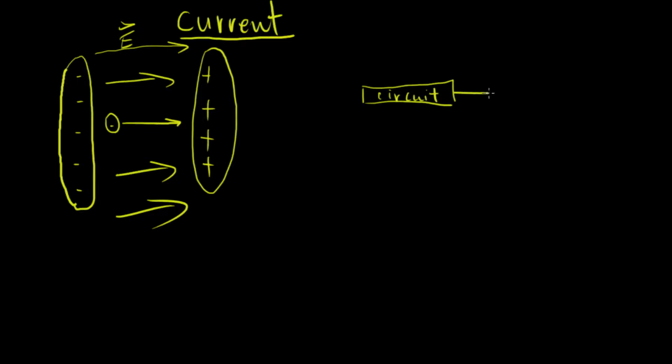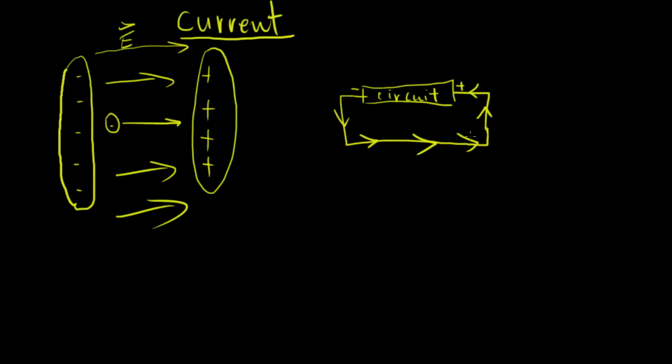Now, if we have an unknown circuit where all we know is that the polarity of the two ends is positive and negative, we know that the electrons in this conductive wire will flow from negative to positive. So that's what current is.